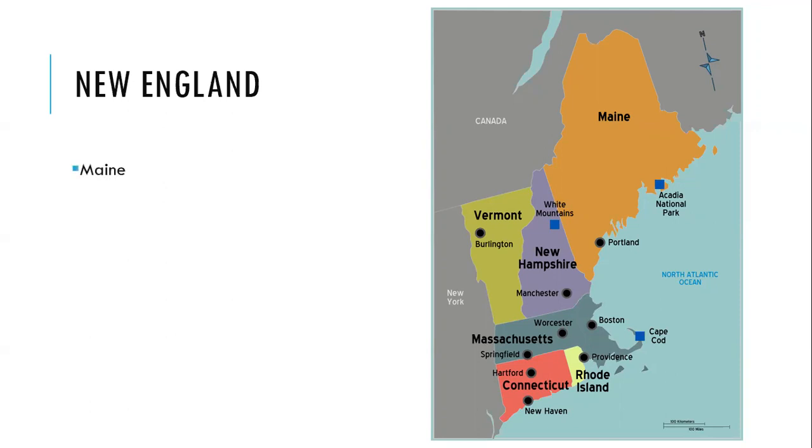You have Maine, which is really big. Well, for New England. It's the biggest state in New England, but it's not the biggest state in the country. But you can remember the name because it's the main one. It's the biggest one in New England. It's the main one. Then you have New Hampshire and Vermont. Those are right beside each other.